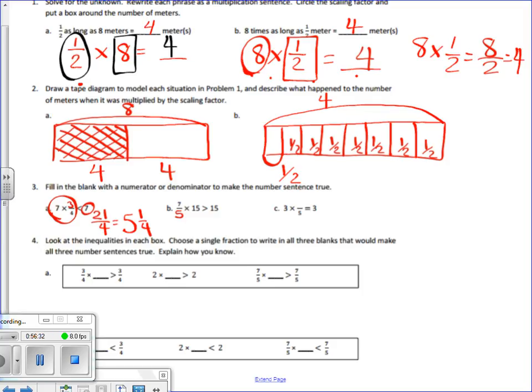3 times something fifths is equal to 3. What is my numerator? 5 fifths. It's in a fraction. If I put 1 fifth, that did not answer the question. 5 fifths, because I need this to be equal to 1. So 3 times 5 fifths, in order for this to be equal to 3.